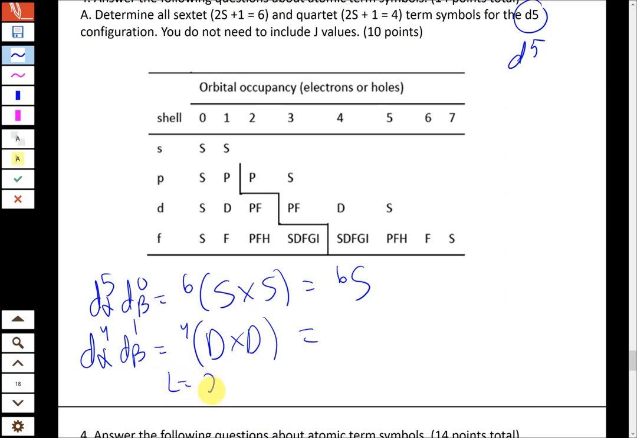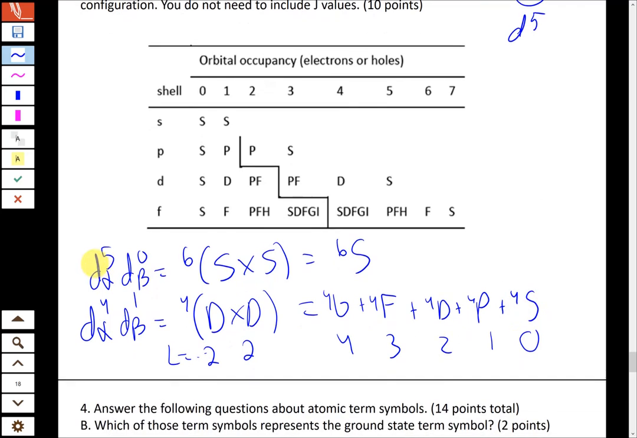So L equals 2 for a D partial term. When we couple those, we get everything: 4, 3, 2, 1, 0. Everything from 2 plus 2, which is 4, to 2 minus 2, which is 0. And then the letters that go along with those are G, F, D, P, and S. Those are going to be the quartet terms we get.